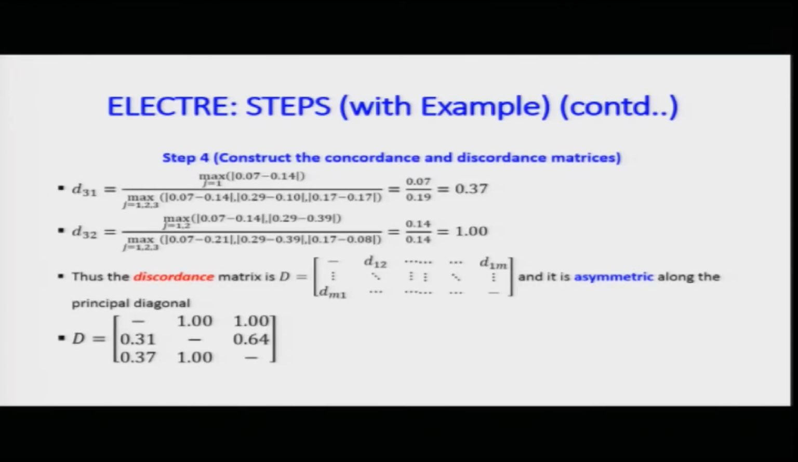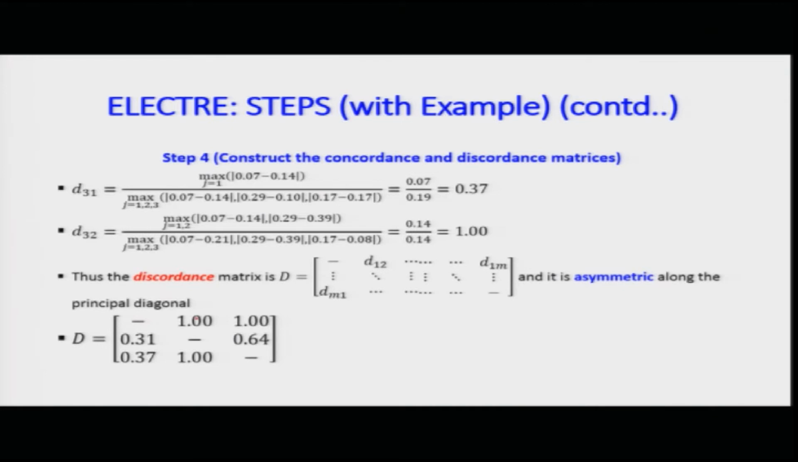So, again in the similar way, the values of C which I have considered, the principal diagonal values, were of no consequence. So, they were dash dash dash. In the similar way, when I do it for D, I had done it for D12 and D13, then I had done for D21 and D23, similarly I have done for D31 and D32. The values are given. So, thus the discordant matrix D is also an asymmetric one along the principal diagonal.